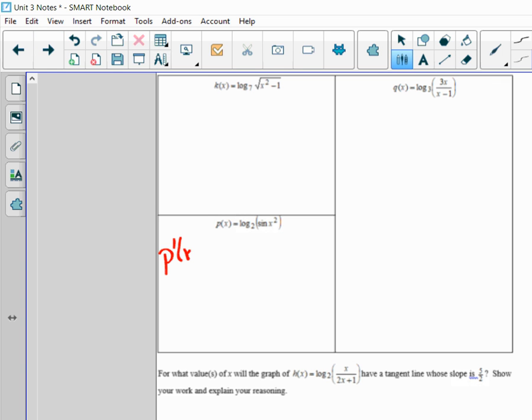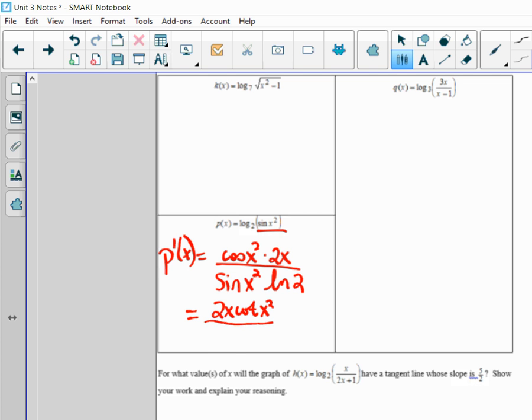Let's try this one. The derivative of the inside is going to go on here. So that's going to be cosine of x squared times the derivative of x squared, which is 2x. On the bottom, I would have sine of x squared times ln of 2. So again, cosine over sine is cotangent, so this will be the same as cotangent of x squared. I'm going to put the 2x in front. 2x times cotangent of x squared over ln of 2. I can't cancel these 2's out because the ln is connected to the 2.